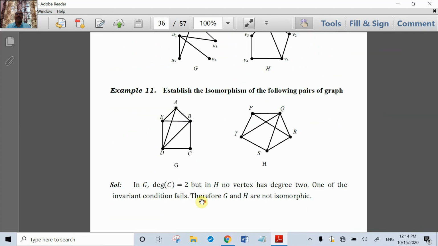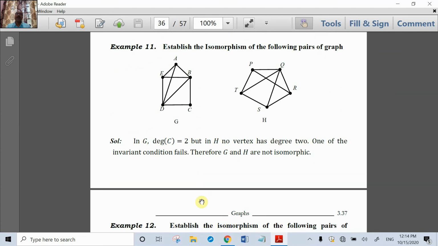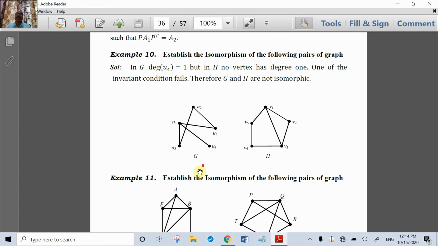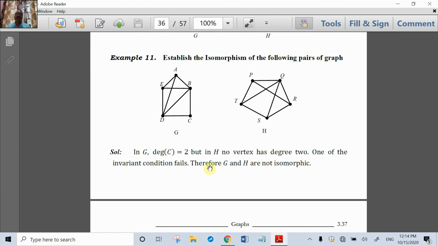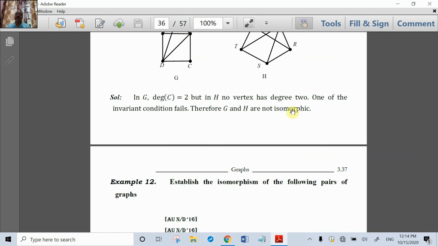Now see these graphs, whether the two are isomorphic or not. First one: here the degree of u4 is 1, and there is no vertex with degree 1 in the other graph. Therefore, these two are not isomorphic. Here the degree of C is 2, and here there is no vertex with degree 2. Therefore, not isomorphic.